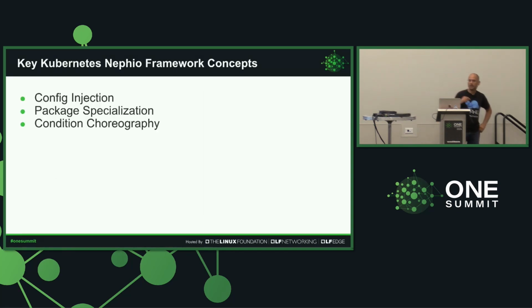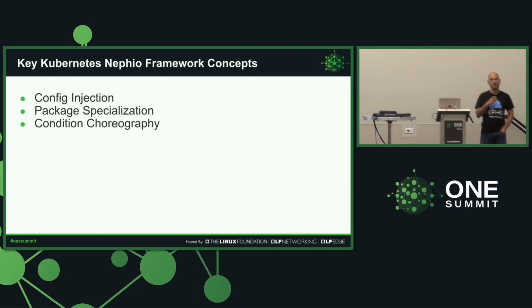So config injection, this is more static. You inject the configuration into a generic intent, and you customize it for the specific edge site. And that may be based on the attributes of the edge site, et cetera. Package specialization, this is more dynamic. So this is like the IPAM one I showed you, where you're dynamically changing the configurations for the intent.